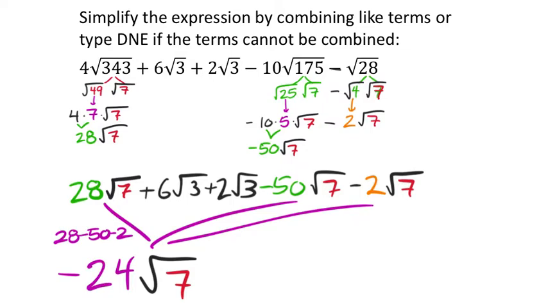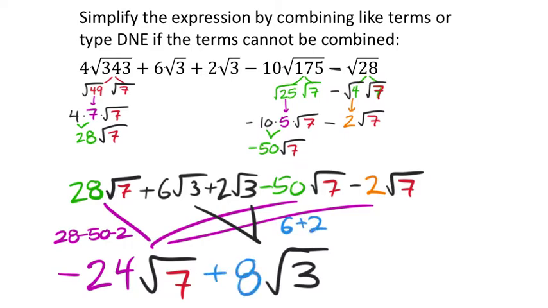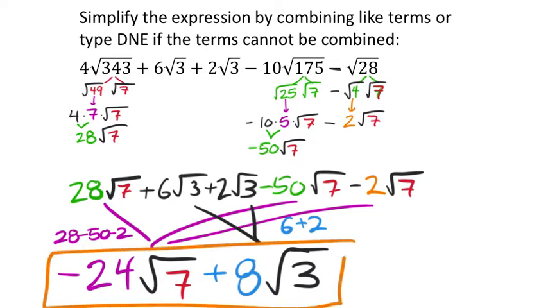Now that's all the square root of 7s that I have, right? But then we also have these square roots of 3 that I can combine. Square roots of 3, and that appears to be 6 plus 2. I can do that one in my head. Usually I can. But that's it. That's all we need on this one.